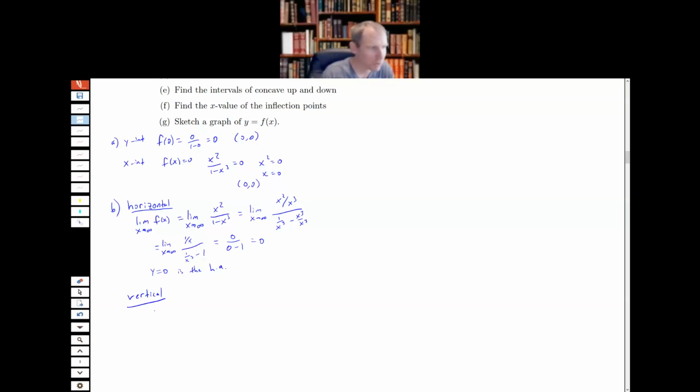For vertical asymptotes, we just want to know where the denominator of the original function is equal to 0. So we take this 1 minus x cubed and set it equal to 0. So 1 equals x cubed, cube root both sides. So I get x equals 1. So y equals 0 is the horizontal asymptote. X equals 1 is the only vertical asymptote that we end up having.